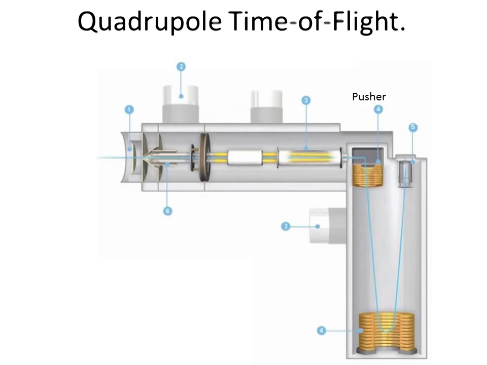One of the most popular is the quadrupole time-of-flight hybrid, which is shown in this diagram. It consists of the front two quadrupoles of a triple quadrupole instrument, the Q1 for ion selection, and the collision cell for fragmenting peptides. The third quadrupole is replaced with a time-of-flight mass analyzer.